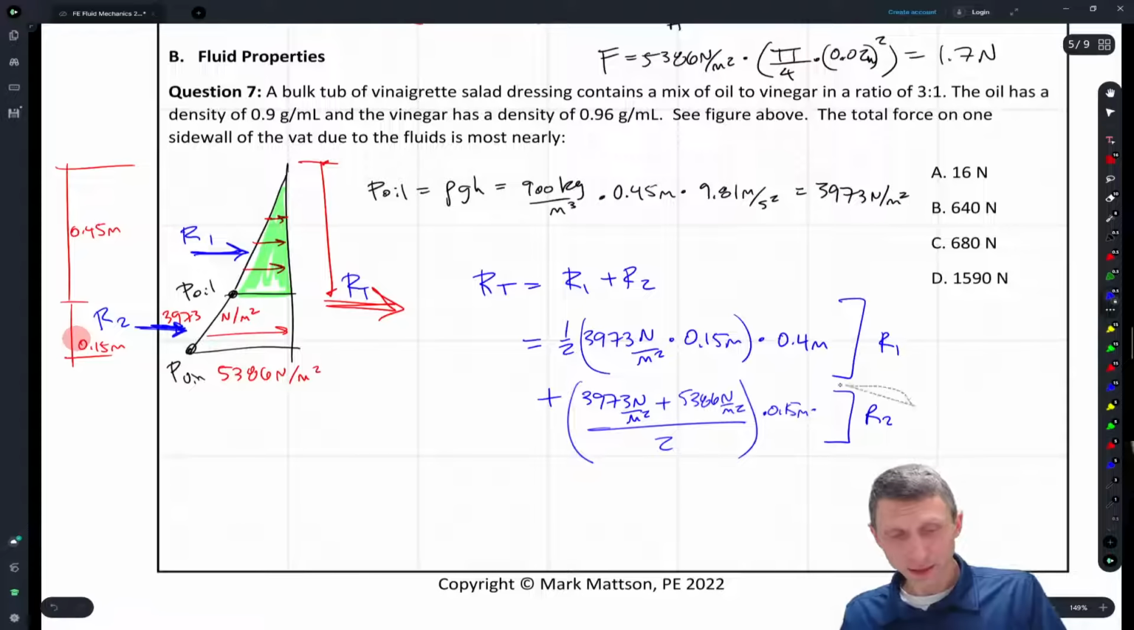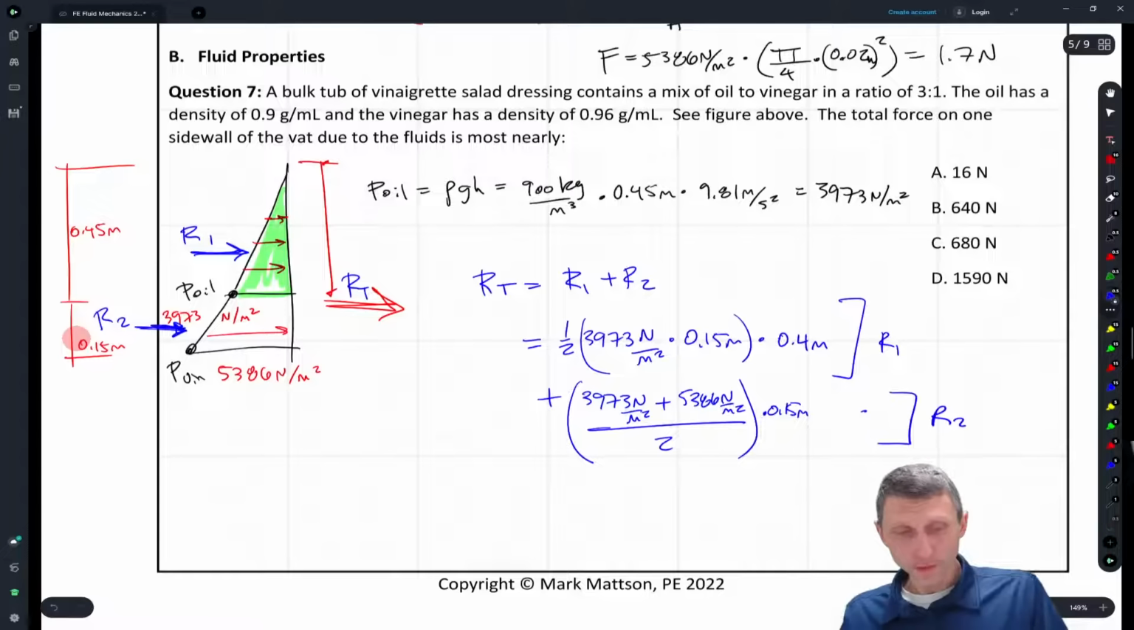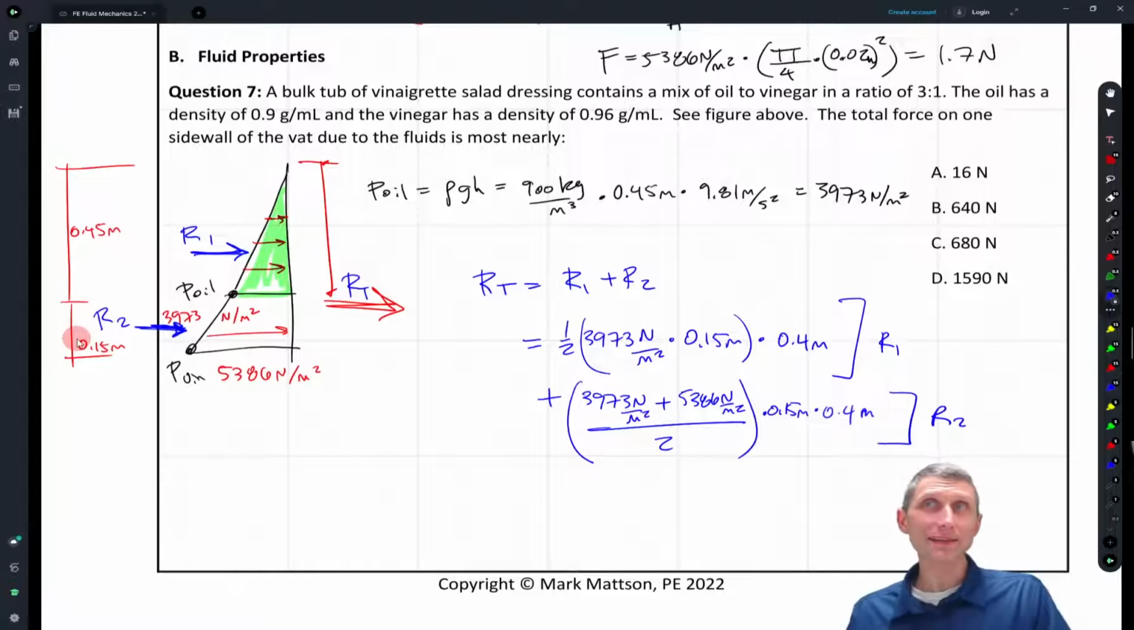times, and I'm running out of room here, so I'm going to move myself over a little bit. Maybe if I can, let me put it over. What am I going to do? Times the 0.4 meters. Okay. So that's going to give us our total resultant force if I did it right. Hopefully I did. But what do we get?